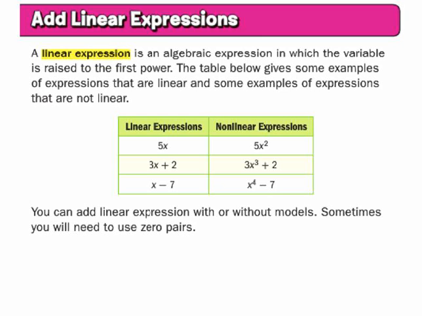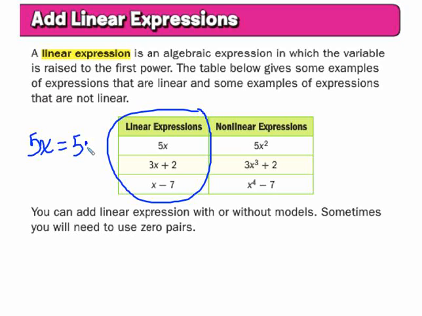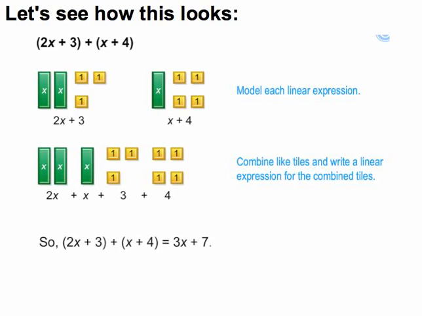Now, if I take a look at my linear expression side of this table, notice how the x term is never taken to any power other than 1, and we know that 5x is the same thing as 5x taken to the first power, but we do not need to write that 1 because we know anything taken to the first power is itself. These are considered nonlinear because, as you can see, x is taken to powers higher than 1. Okay, so let's get into our examples.